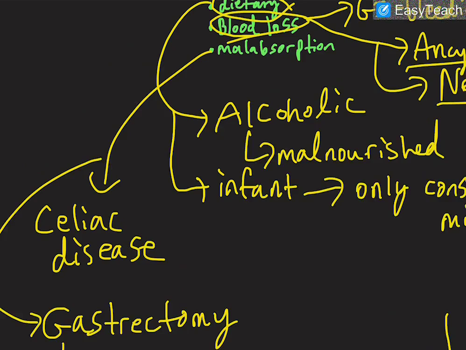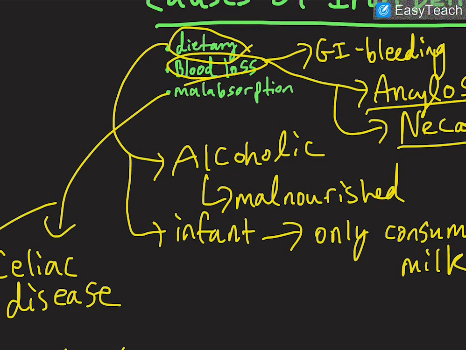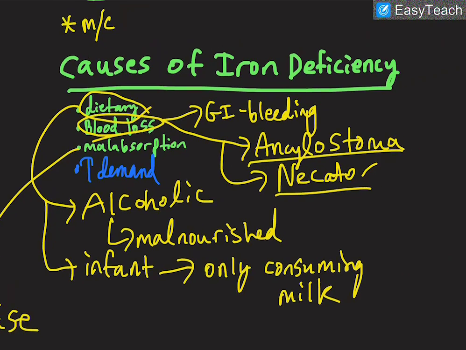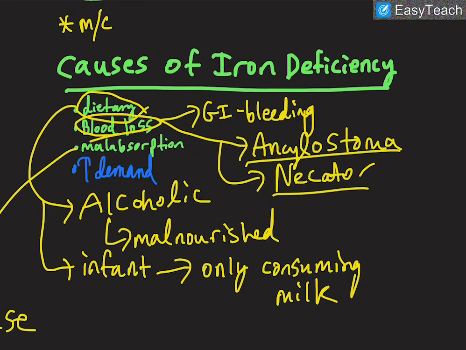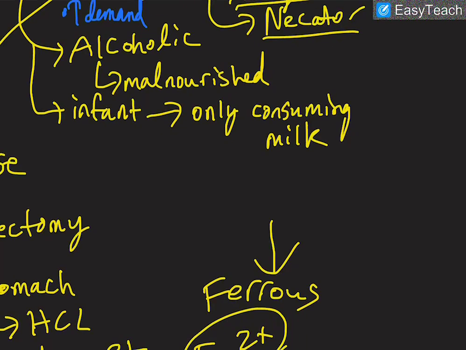Okay, so that's malabsorption, and another cause would be increased demand for iron. What if you have a female that's pregnant? Not only does she need iron, but her fetus needs iron, her unborn baby needs iron. So that can be one cause too. Okay, so increased demand. Those are the main causes of why someone would be iron deficient. All right, so now that we know that, let's talk about iron absorption. So how does iron get absorbed across the GI tract?